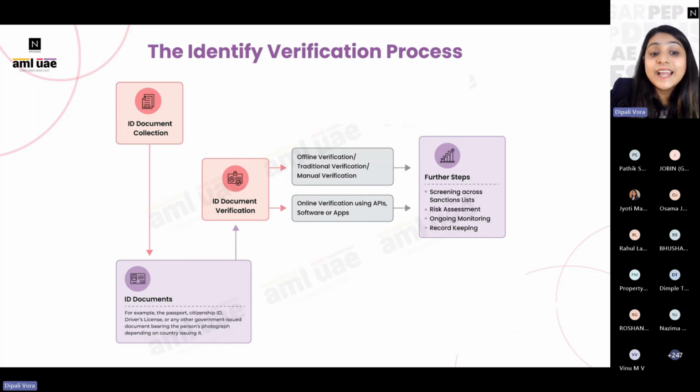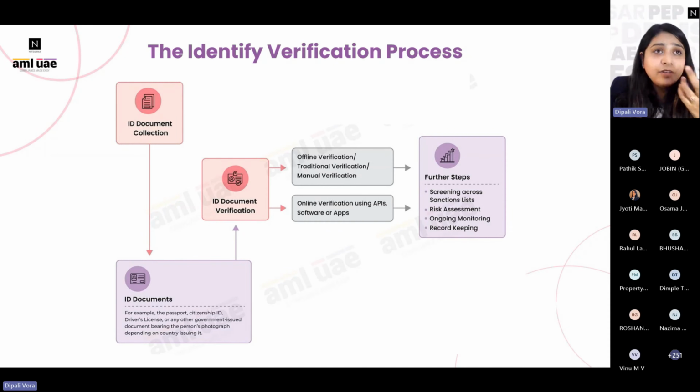Then, how will we verify the documents which are submitted? Whenever any proposed customer is approaching you, you must ask for ID documents. These would include maybe a passport, driving license, or any other local ID proof, like in UAE, we have Emirates ID. Once we have received that document, there are 2 ways in which you can verify it: offline verification or online verification. Offline verification is the traditional method.